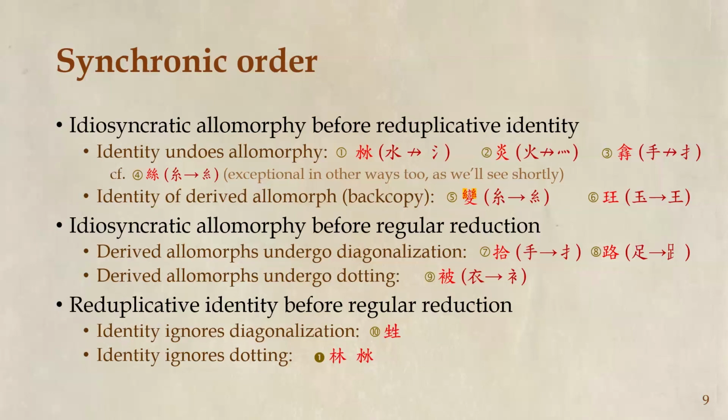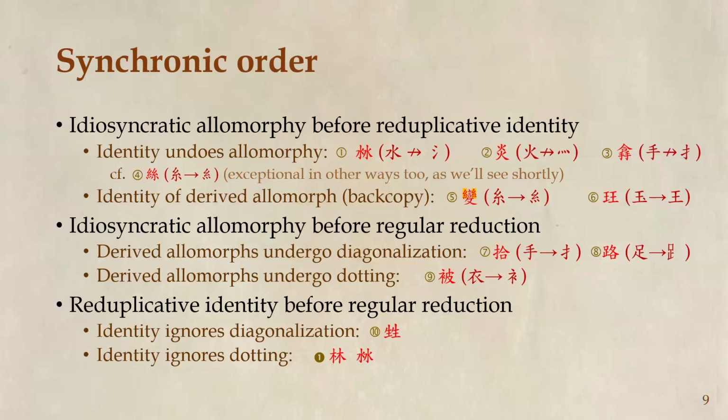Another argument for the same point is that the allomorph itself, the derived allomorph, can be a force that requires identity to it, which in the reduplication literature is called backcopy. So in example 5 and 6, you can see this. So in 5, for example, the highlighted components are reduplicated, but what is reduplicated is the allomorph form, not the base form. So that, again, implies that you have already done the allomorphy before you applied identity.